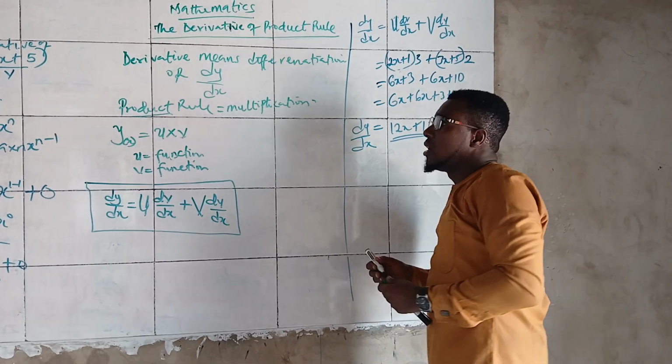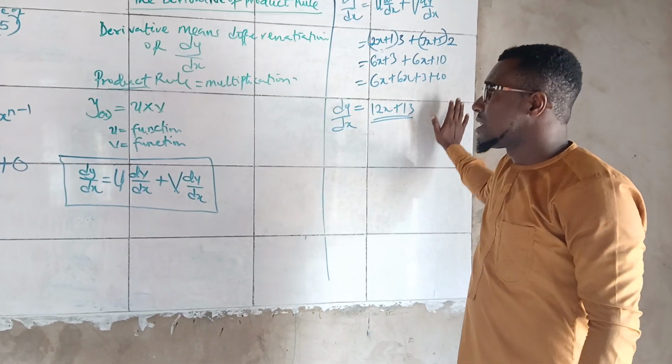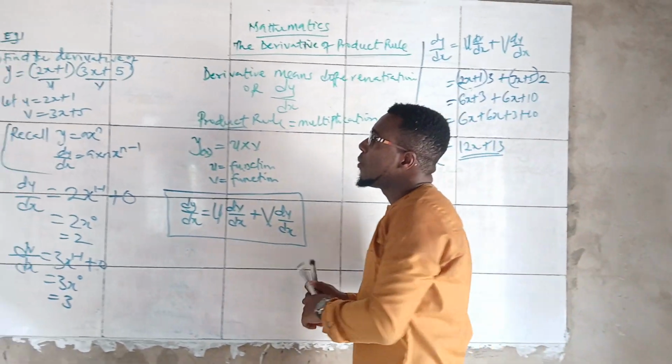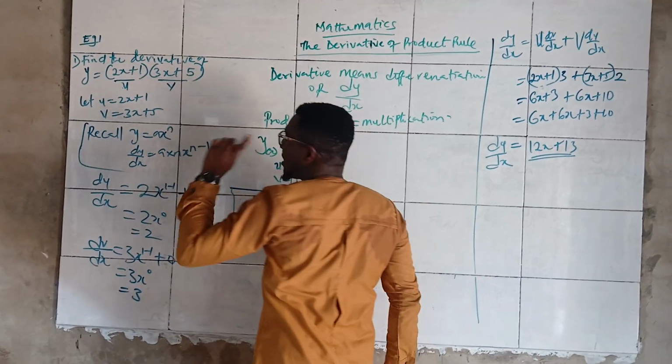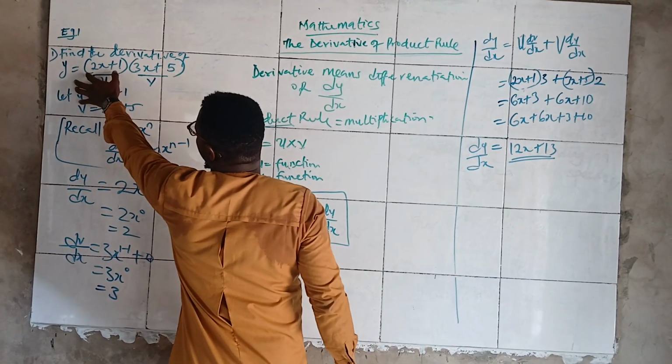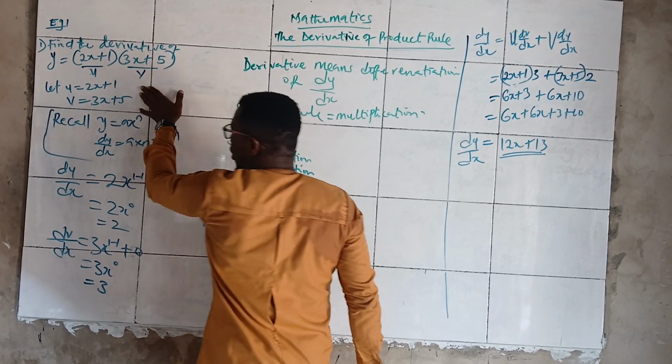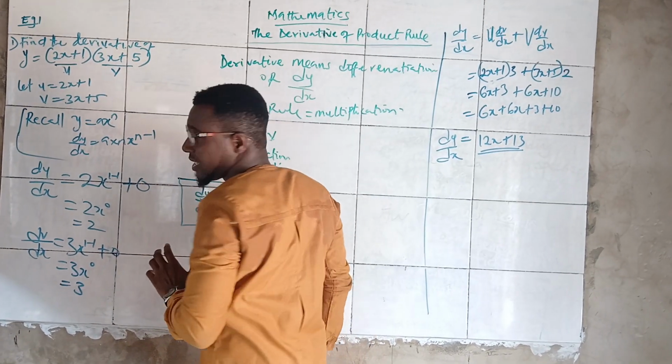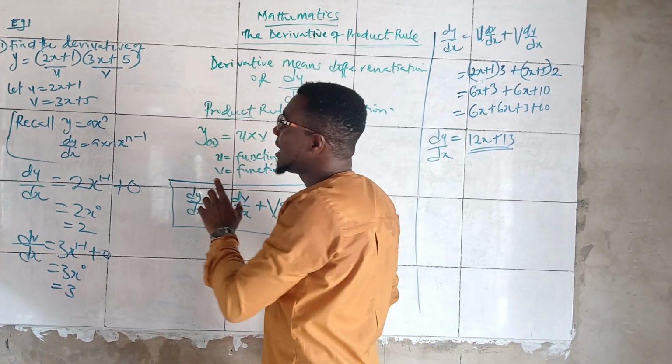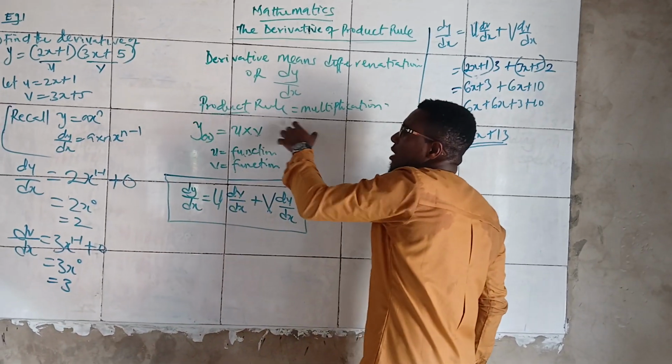I hope that you understand what I did here. The first thing we do when we are given a function, the first thing you check, is it a function and a function multiplying each other? Once you ascertain that a function and a function are multiplying together, then what you are going to use is product rule.